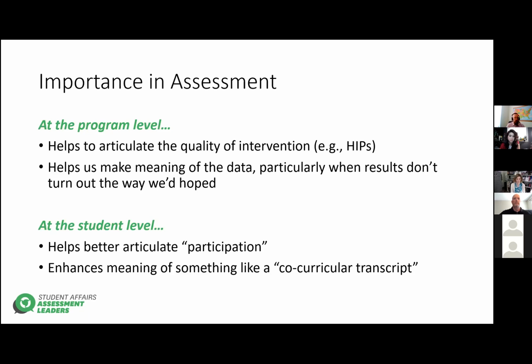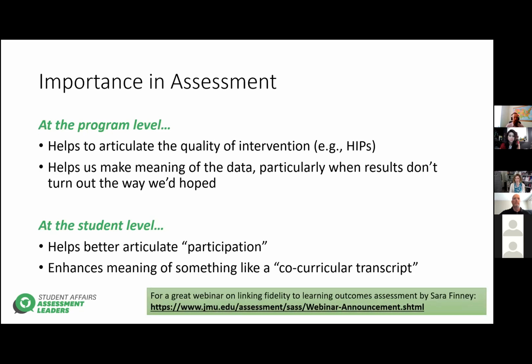Now, at the student level, I think this is where I go back to that 0 and 1 idea. And something like fidelity helps us get at, okay, are we actually able to make meaning of this participation and say more than just, okay, a student was involved, but really what did that mean? And I think this is something that would be worth capturing on something like a transcript.